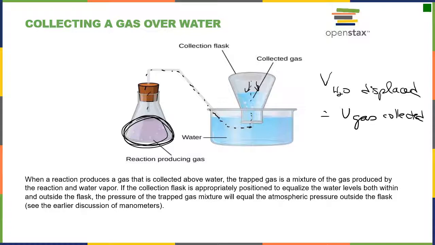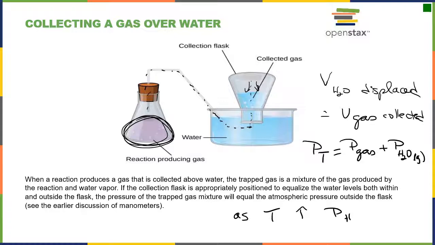Which sounds all well and good, except we've got one problem. And that is that our pressure total in our container is going to equal the pressure of the gas that we want plus the pressure of water vapor that is in that container. Now we know that water likes to vaporize, and as the temperature goes up, the pressure of the water vapor is also going to go up. To get it as high as 100 degrees Celsius, it's going to be boiling, and the vapor pressure will be 760 torr.